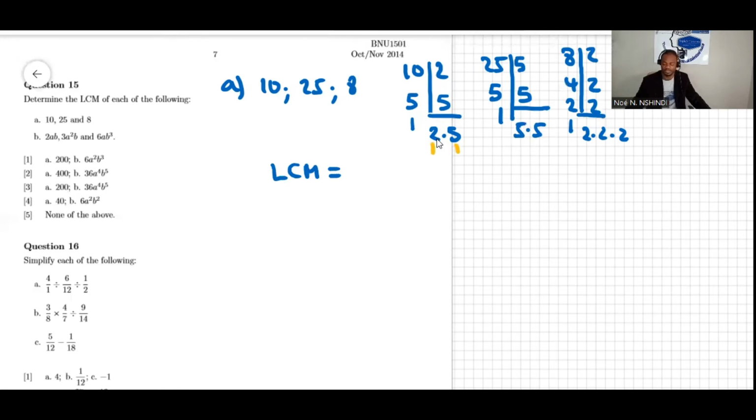And then over here, this is the very first 5, and that's the second 5. And then over here, that's the first 2, the second 2, and the third 2. Now, I'm going to cancel those numbers with the indices that repeat, like 2 sub 1 is already here.